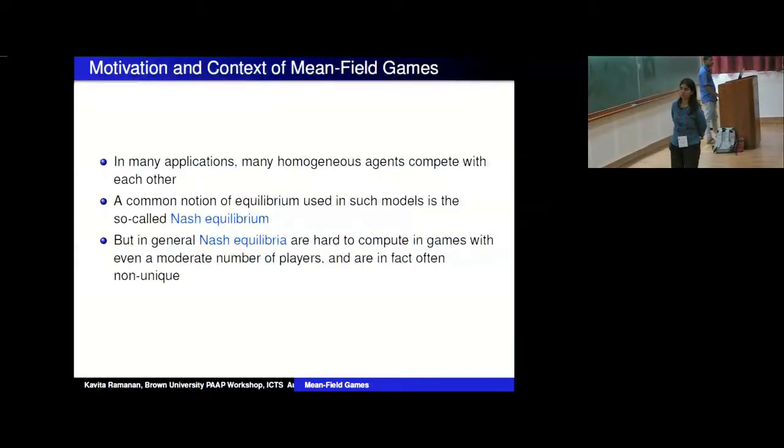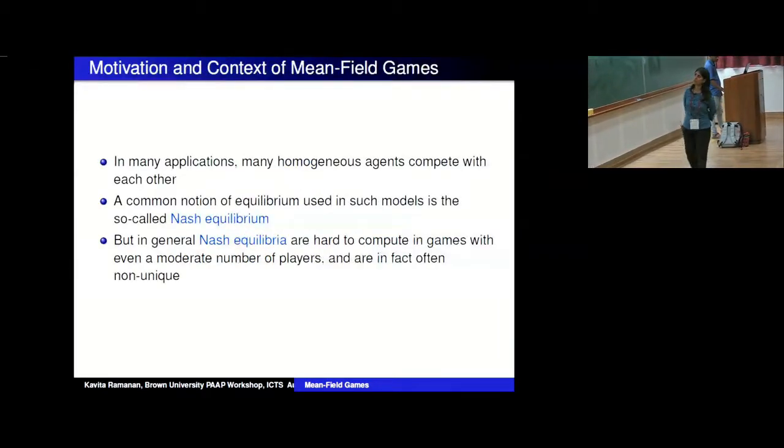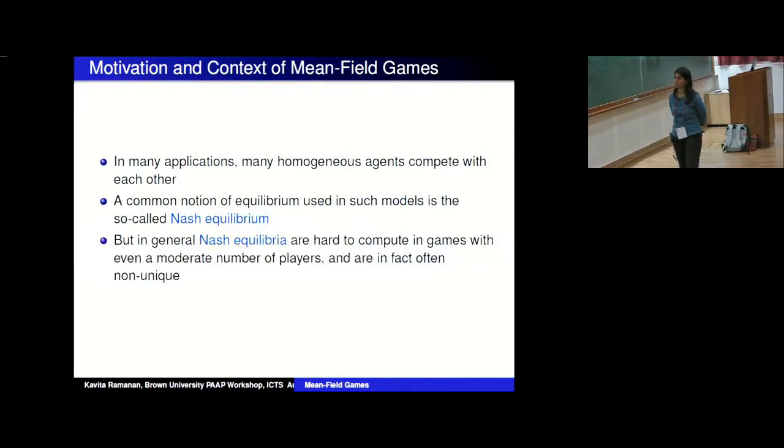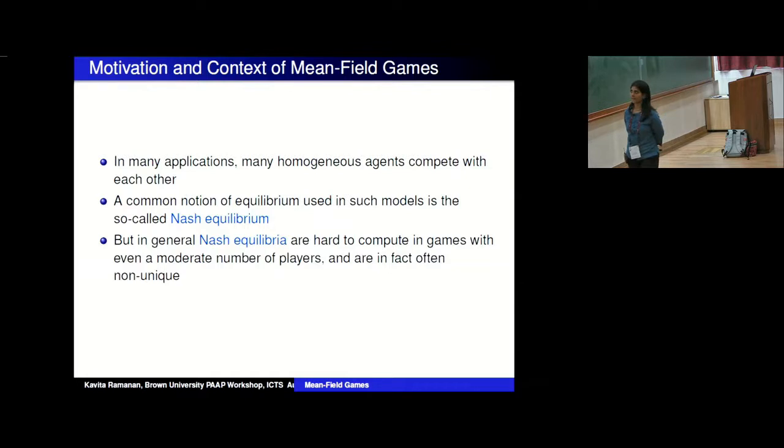Okay, so what is the motivation? In many applications, you have whole collections of many homogeneous agents that compete with each other. I will explain all these terms. Many of you might know a common notion of equilibrium when they're competing with each other, something called the Nash equilibrium. But in general, Nash equilibria are hard to compute in games with even a moderate number of players. There's a whole literature on the computational complexity of Nash equilibria, with people like Daskalakis, Papadimitriou, etc.